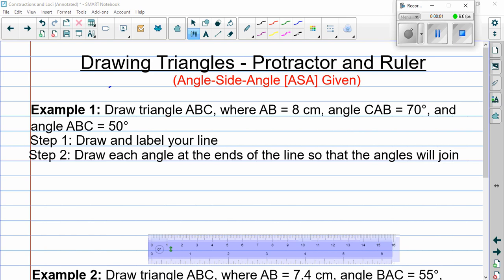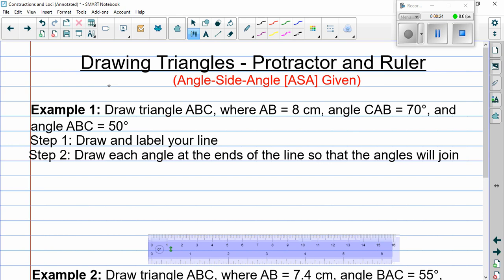Hey, so today we're going to look at drawing triangles when we're given an angle, side, and an angle. So this will be a case which requires that we use a protractor and a ruler. Okay, so first step, we're drawing a triangle ABC where AB equals 8 centimeters, so that's our line segment. Angle CAB is 70 degrees and angle ABC is 50 degrees.